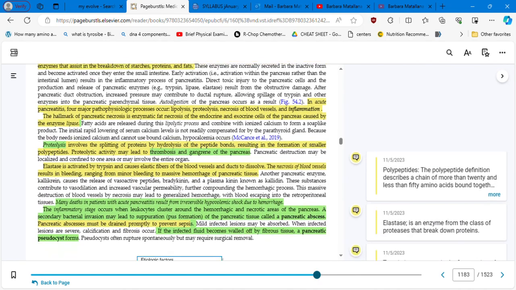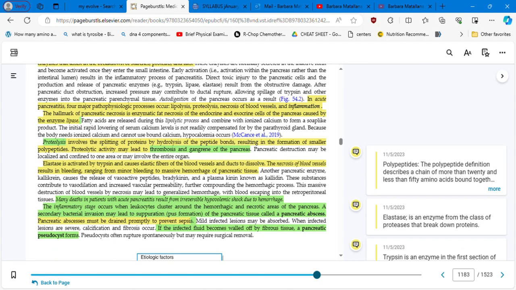In acute pancreatitis, four major pathophysiologic processes occur. Lipolysis, which is the breakdown of fats. Proteolysis, which is the breakdown of proteins.